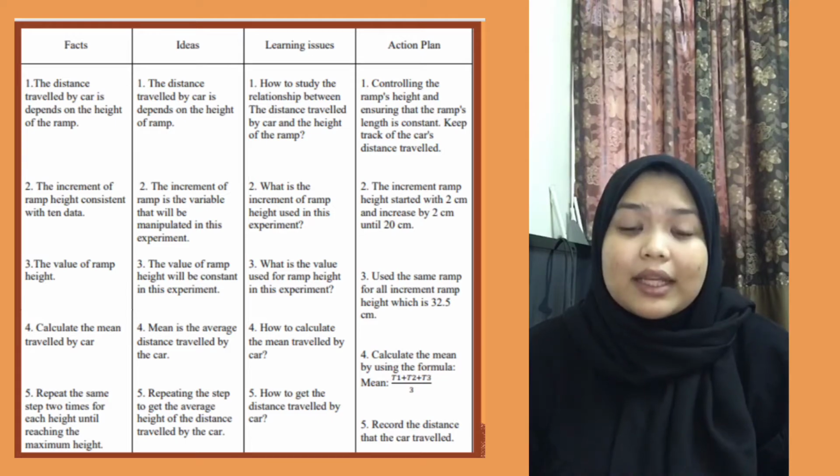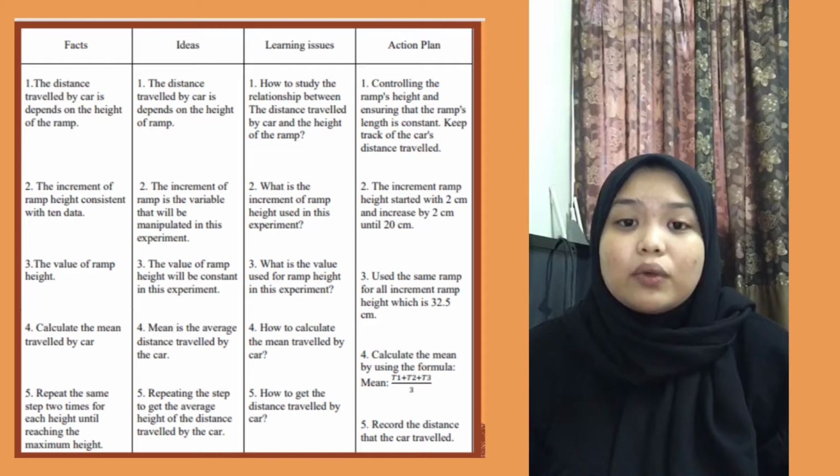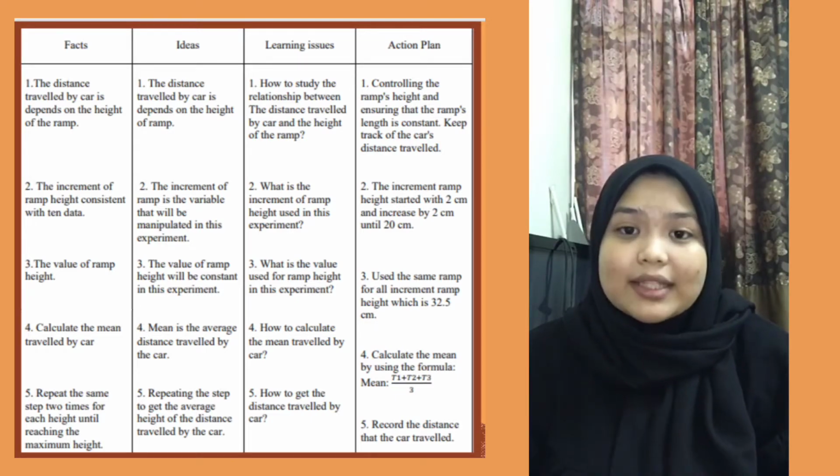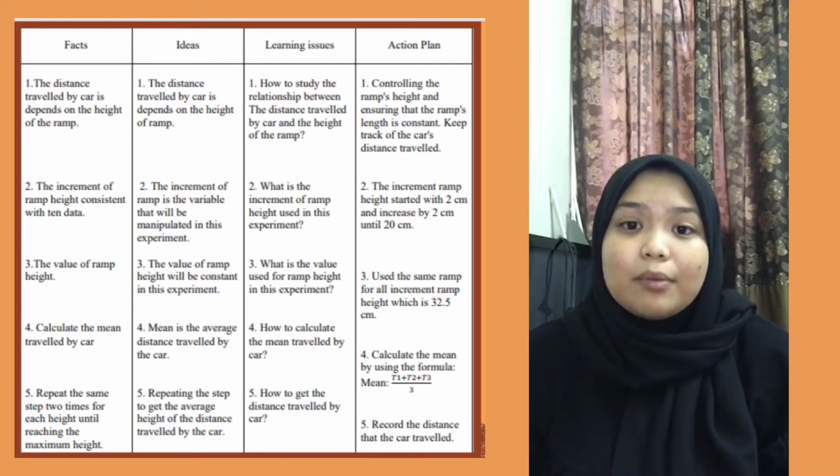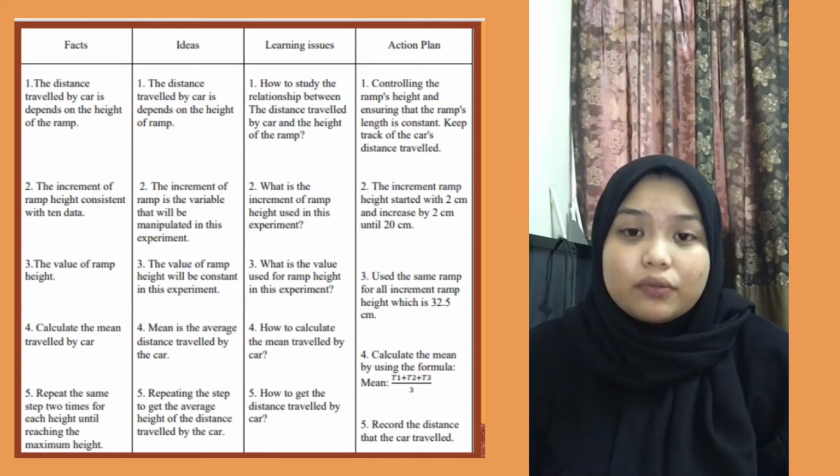The third fact is the value of ramp length that will be a constant value in this experiment. The issue for this fact is how to set the ramp length on the same value and what is the value for the ramp length. The solution is by using the same ramp, which is 32.5 cm, for all the increments of ramp height until reaching the maximum height.